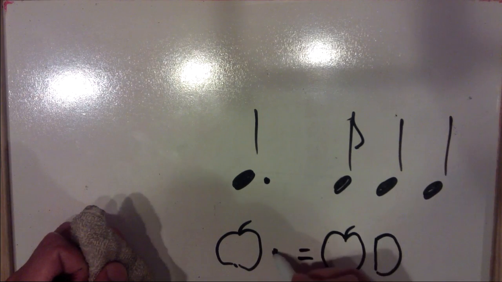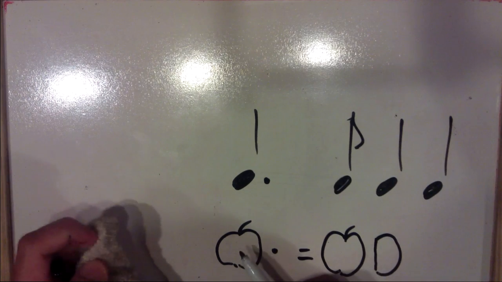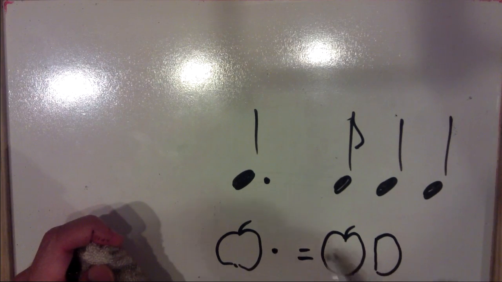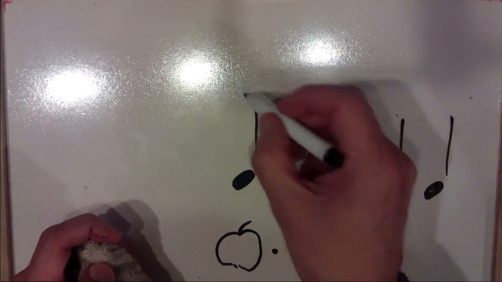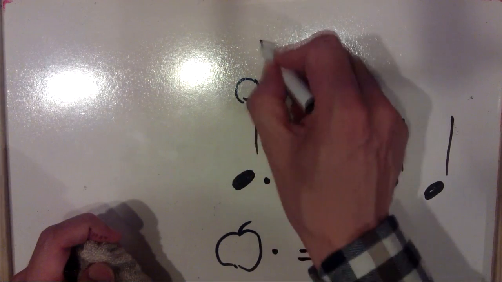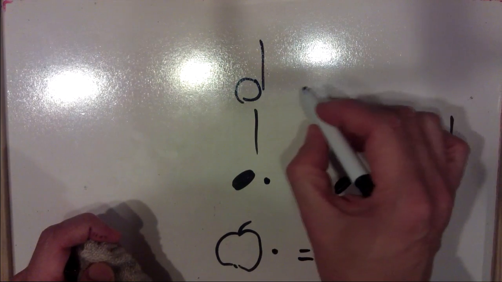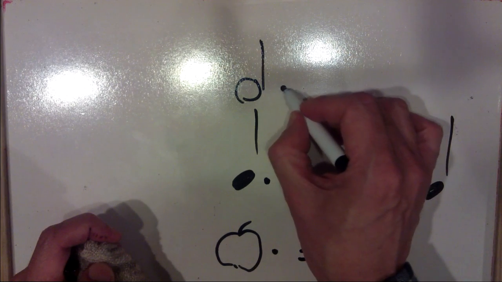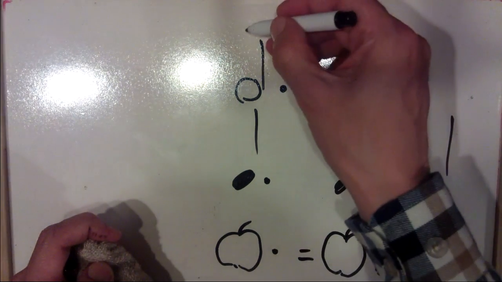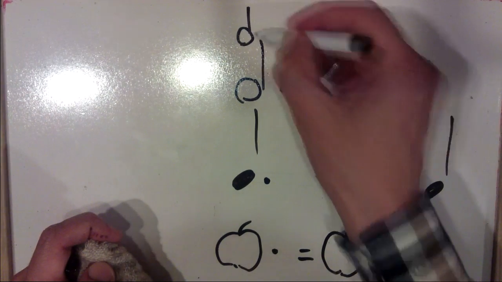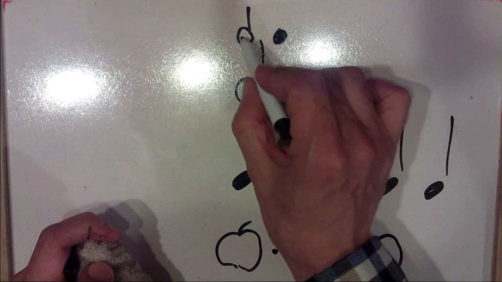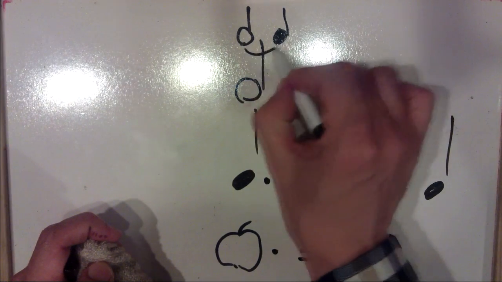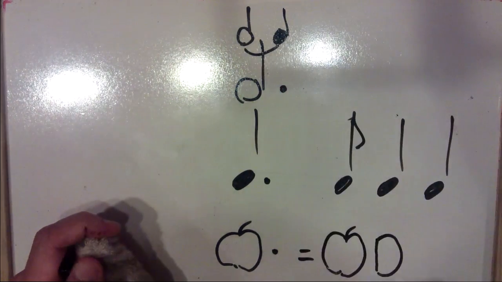So by adding a dot to something, we just take an apple with a dot means an apple and a half. That applies also for what we saw before. If we have a half note and we add a dot, we have the equivalent to a half note plus half of a half note, which is a quarter note.